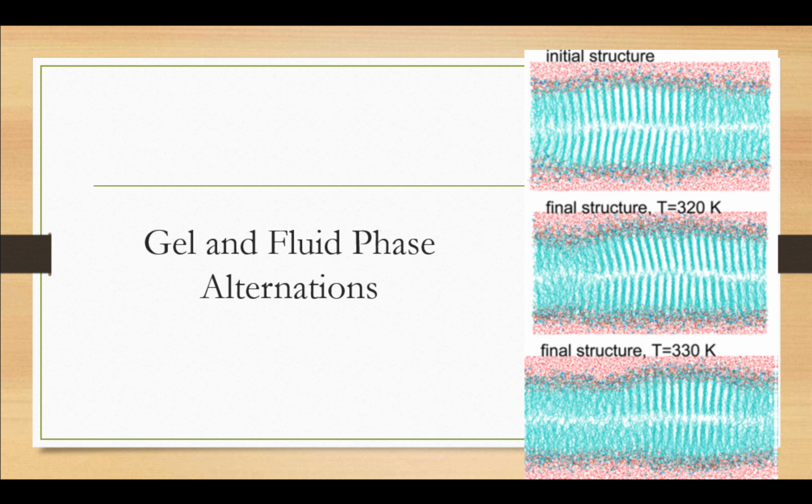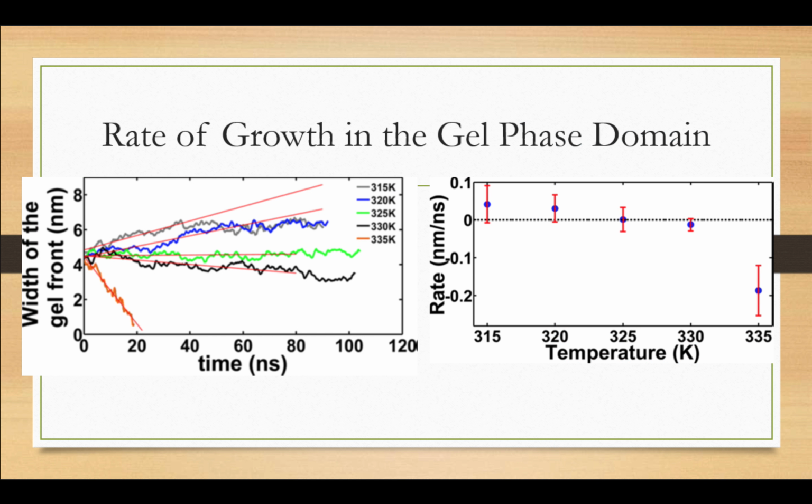You can really see in the second and third where the bilayer itself starts to spread out, creating a dip in the actual bilayer and moving apart the tails. As the width of the gel phase changes, the rate of its growth was assessed by a linear fit line. This compared the width of the growth to the time that it took. This is shown with all of the temperatures tested between 315 Kelvin and 335 Kelvin on the graph to the left. The graph to the right shows the growth of the gel phase domain width versus the temperature from the simulations as well, but with error bars shown.